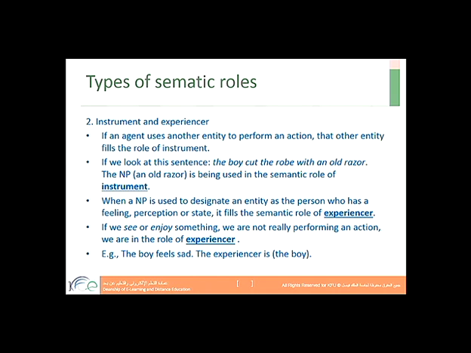Here is the subtle difference between experiencer and agent. When I say the boy feels sad, the experiencer is the boy, which can also be described as the agent. So the experiencer, the noun phrase the boy, can have two semantic rules. It can function as an agent, as we have just looked at in the previous slide, and it can also be described as the experiencer.